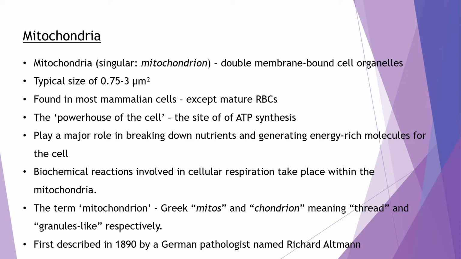Talking about mitochondria, the word is derived from Greek. It is a combination of two words, mitos and chondrion, which mean thread and granules respectively. And this was a cell organelle that was first described by Richard Altmann, a German pathologist, back in 1890 itself.